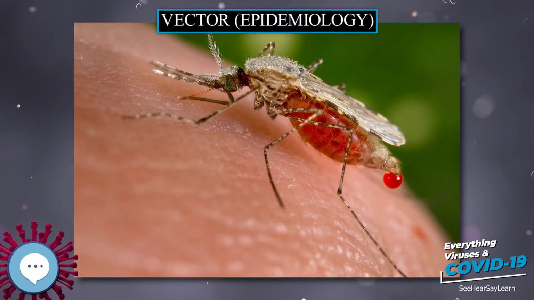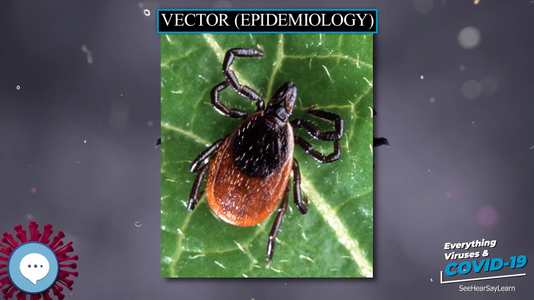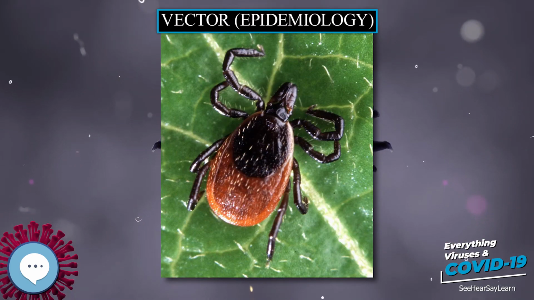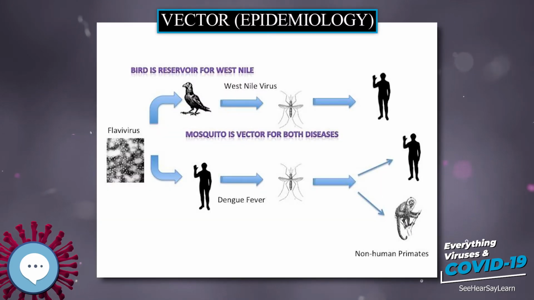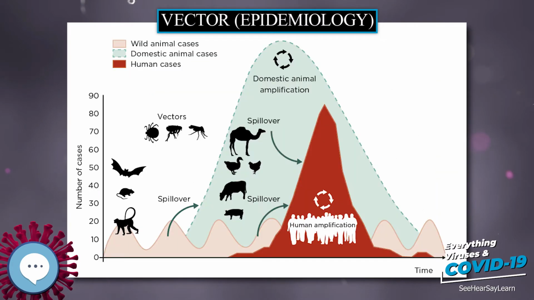Vector, epidemiology. In epidemiology, a disease vector is any agent which carries and transmits an infectious pathogen into another living organism. Most agents regarded as vectors are organisms, such as intermediate parasites or microbes, but it could be an inanimate medium of infection such as dust particles.